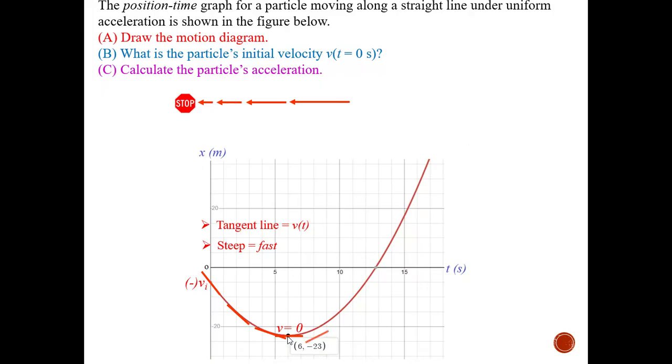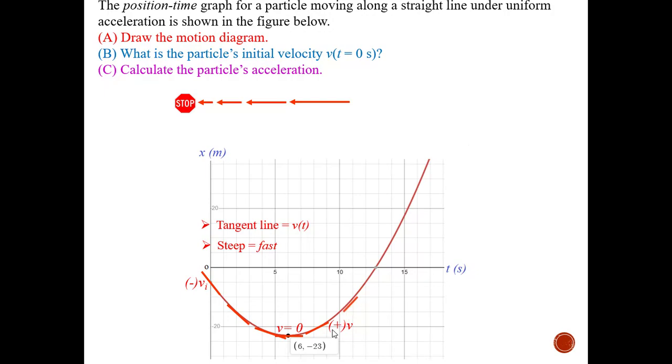I'm just going to draw more tangent lines. So the tangent line that just came up now is in the positive direction. This is a positive slope. So therefore, I'm going to say that v is now positive. Well, what does that mean? It just means that the object just turns around.